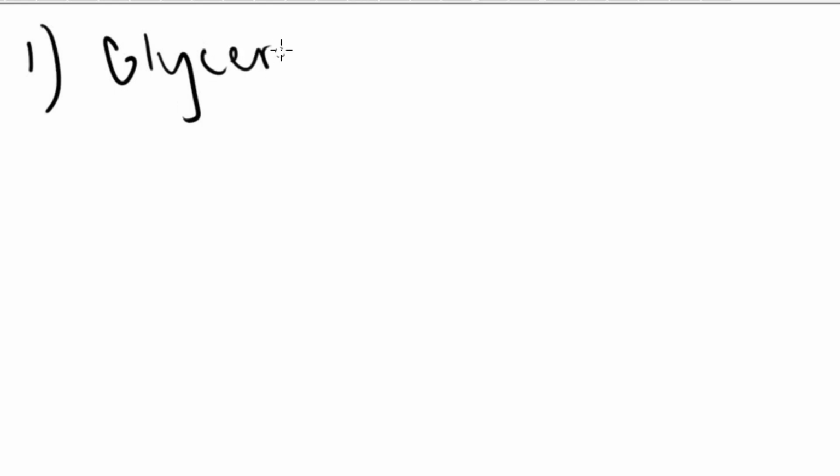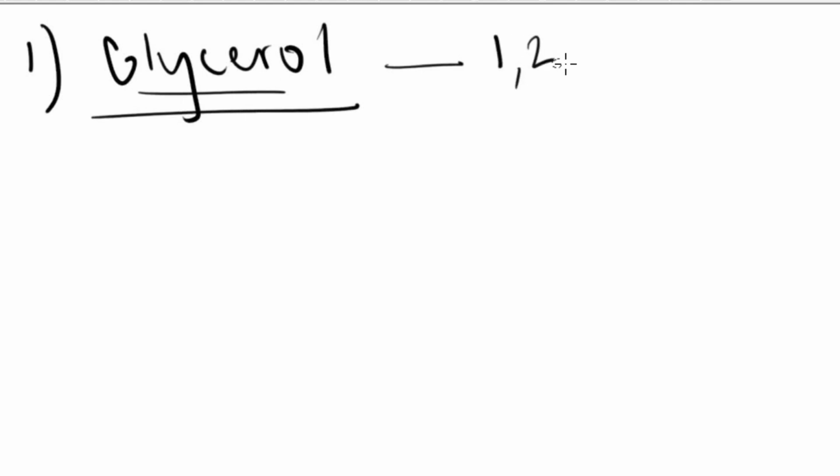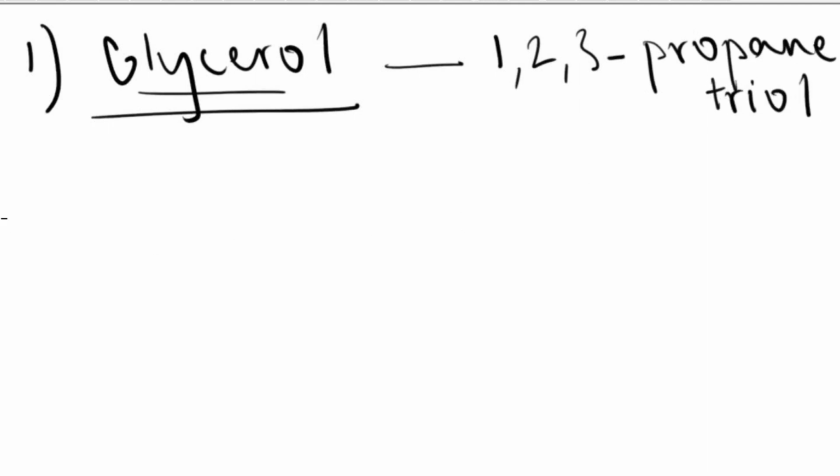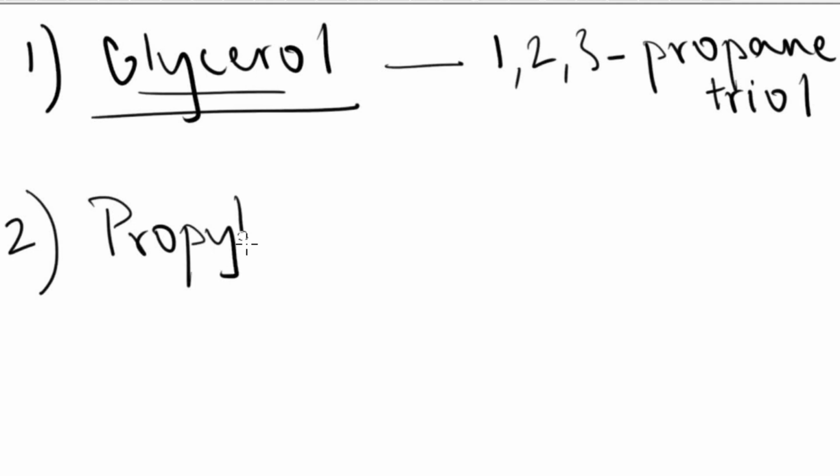So you had to name some compounds. The first one is actually called 1,2,3 propane triol, but it is glycerol. Okay, it is always literally known as glycerol, and it's very important in the topic of lipids.